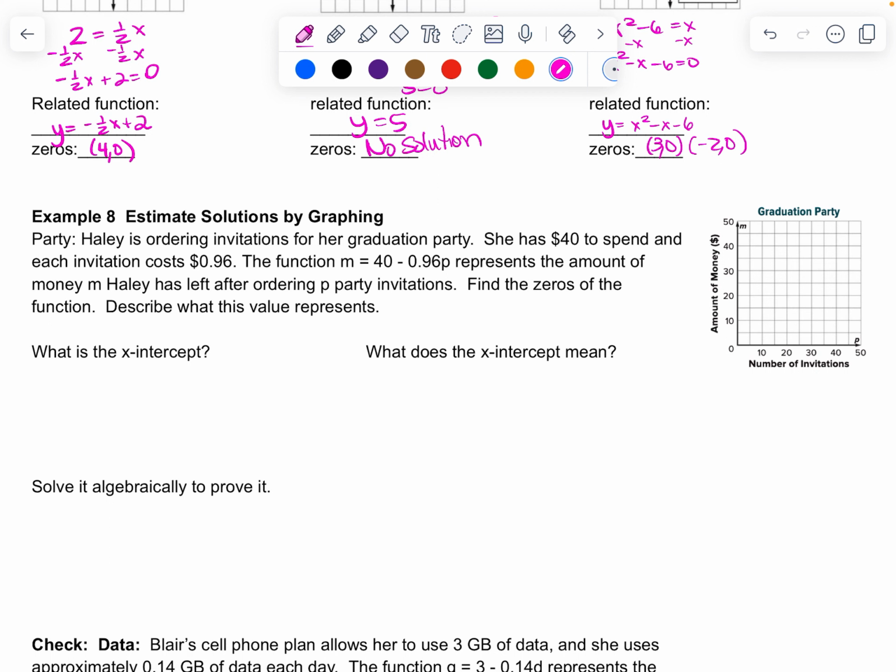Haley is ordering invitations for a graduation party. She has $40 to spend. Each invitation costs 96 cents. The function m equals 40 minus 96 cents p. M represents the amount of money Haley has left after ordering party invitations. Find the zeros of the function. Describe what it means.